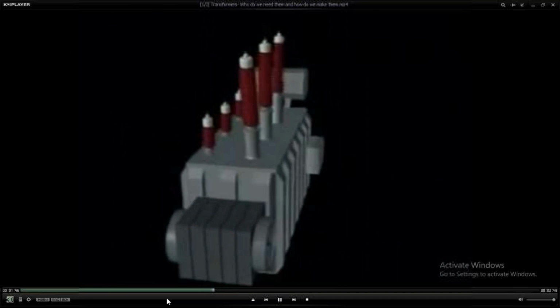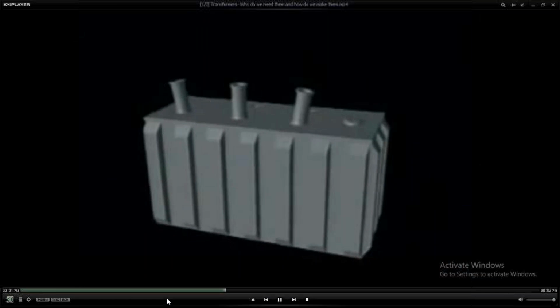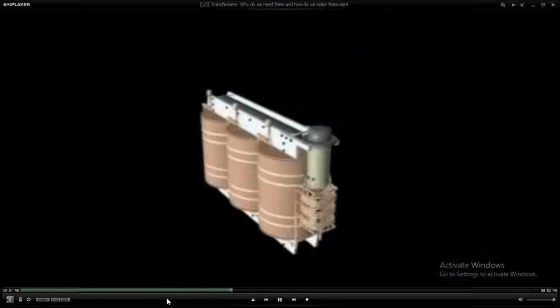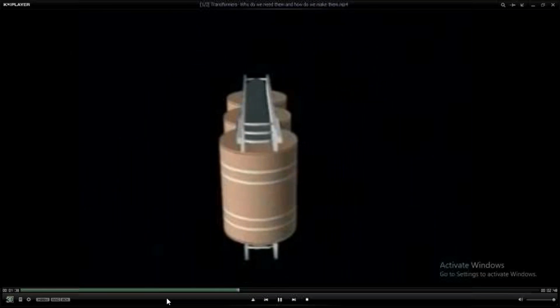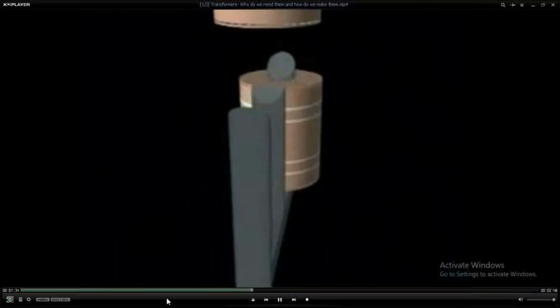To have a closer look at the transformer, we start by removing the external accessories and bushings to get access to the active part inside. We then remove the tap changer and the upper tube to get access to the windings.